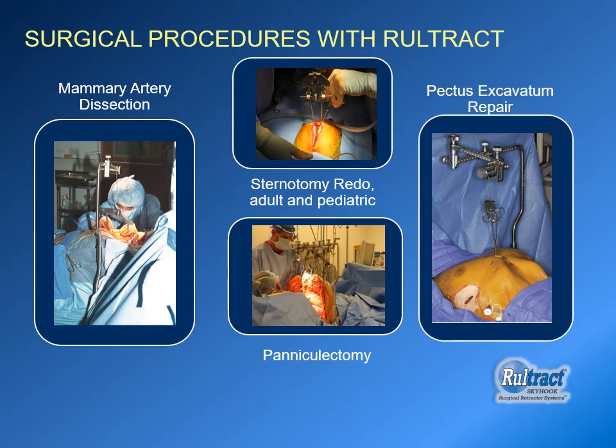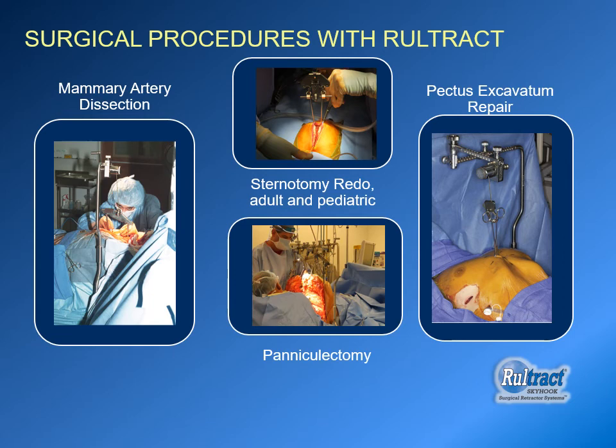The Rultract is set up on the operating room table opposite of the physician. The left side of the chest, once it's opened, is lifted so that the doctor can then go in underneath the left side of the chest, dissect the mammary artery for heart bypass. The top middle picture, actually let me go to the picture on the right, and that is sternal elevation for pectus excavatum repair.